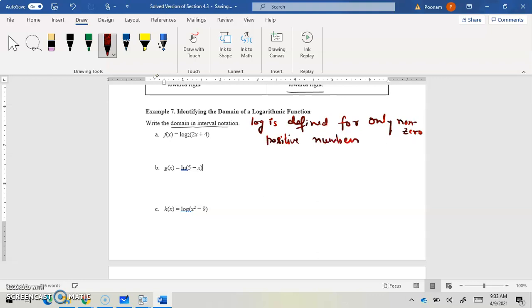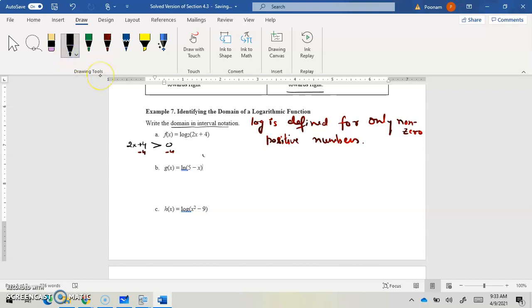This is the important fact. That means for this log function to be defined, 2x plus 4, the number whose log we are taking, should be strictly more than 0. That means it cannot be equal to 0, it cannot be less than 0. So we can solve this by subtracting 4 on both sides.